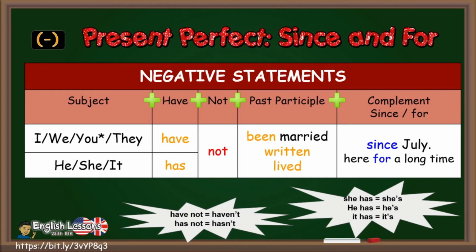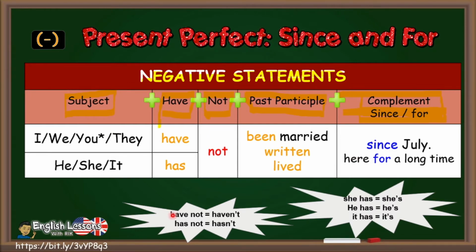To make present perfect negative statements, we have to write first the subject plus have plus not plus past participle plus the complement with since or for. Examples: I have not been married since July. They have not written since July. He has not lived here for a long time. She has not written since July.